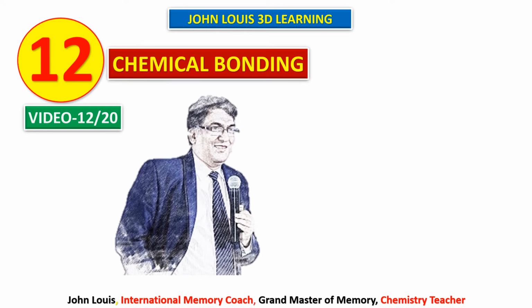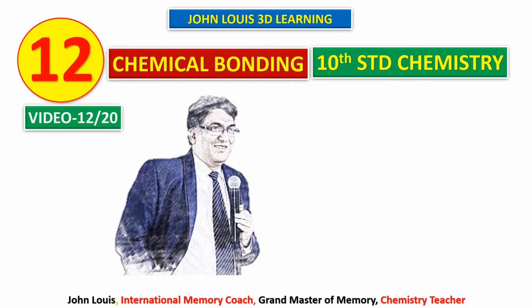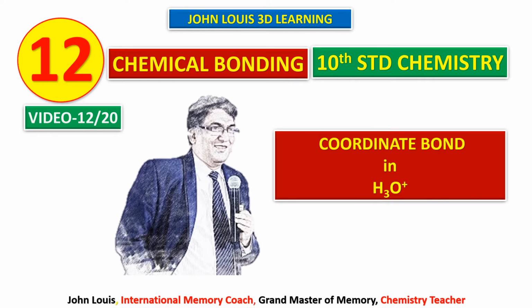In this presentation, we are going to see chemical bonding. The topic is coordinate bond in hydronium ion, that is H3O+. This is formed by adding hydrogen ion to water. Water is H2O, hydrogen ion is H+. So H+ ion is added to water to form hydronium ion, that is H3O+.